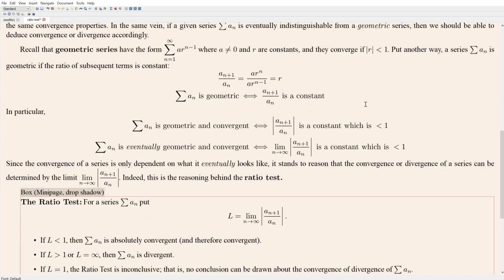So, we are concerned with whether our series is eventually geometric or not. So what does that actually mean in terms of this right-hand side over here? Well, this series is eventually geometric and convergent if and only if this term is eventually a constant which is less than 1. Well, how do we translate the word eventually into mathematics? By taking the limit, naturally.